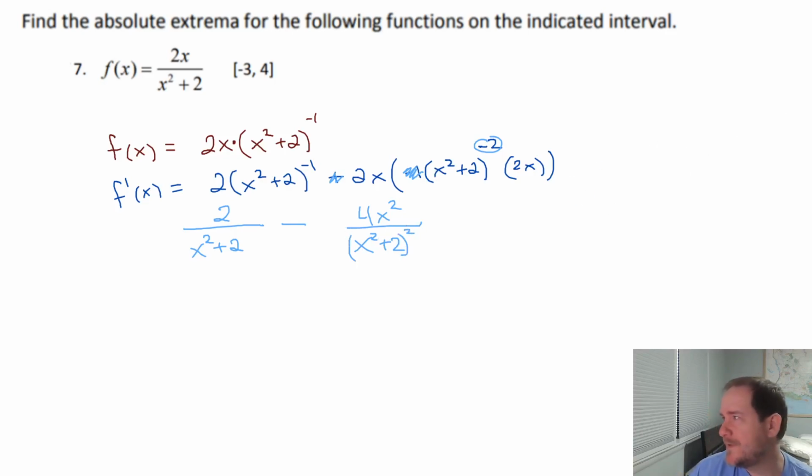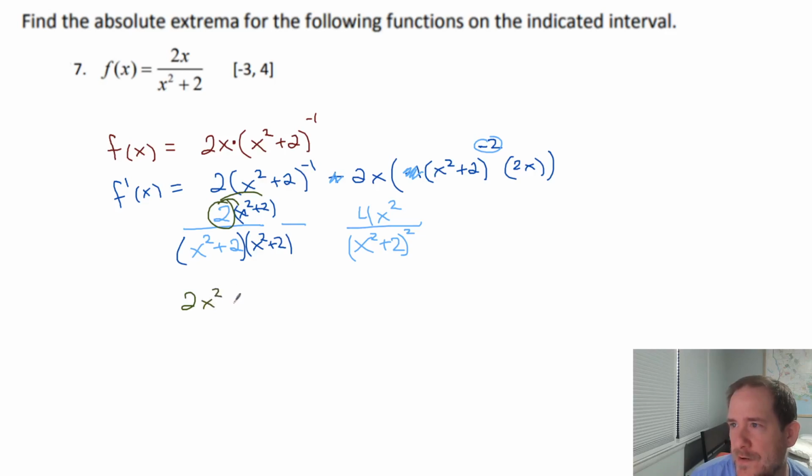Which tells me that from here, if I want to combine these two terms, I'd have to multiply this guy by another factor of x squared plus 2, and I'd have to do that on the bottom and the top. All right, so this first term is going to need some cleaning up. In the numerator, I'll distribute the 2, getting 2x squared plus 4. My denominator, though, those are now common denominators, and I won't expand that. I'll leave that as x squared plus 2 squared, and that's fine.